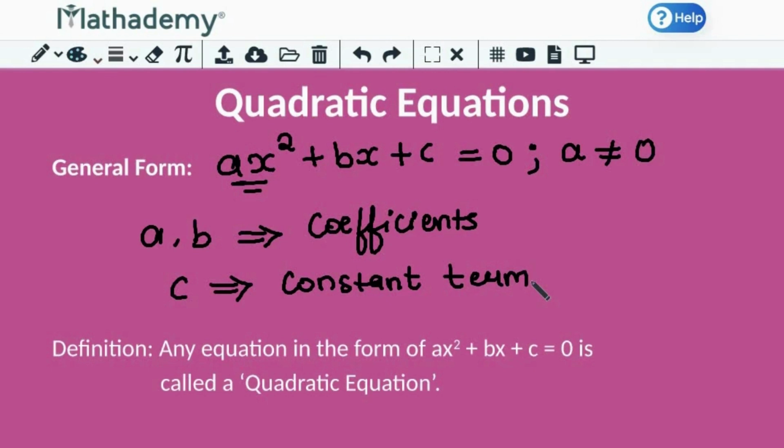And there we get a new definition of quadratic equation. Any equation in the form of ax² + bx + c = 0 is called a quadratic equation.